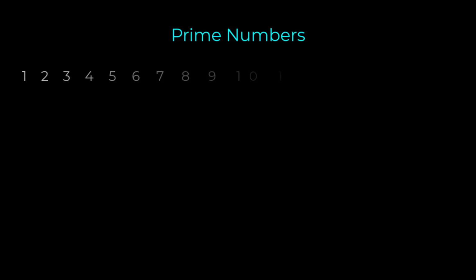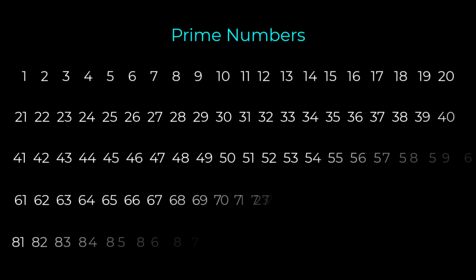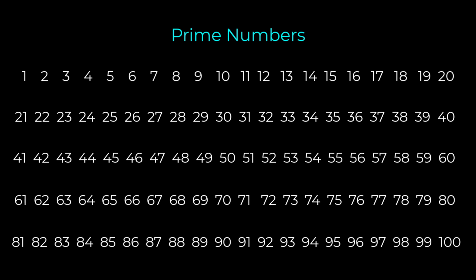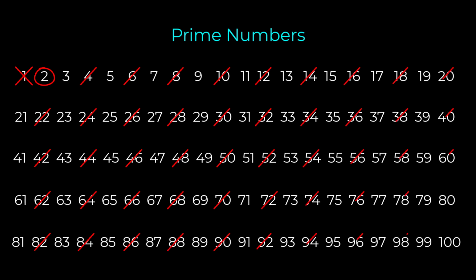First, let me write down the counting numbers up to 100. By convention, we don't consider 1 as a prime number, so I'm going to eliminate that number from consideration. So let's consider the next sequential number, which is 2. As I said a moment ago, 2 is a prime number since it has only 1 and itself as factors. I'll circle it to indicate that it is a prime number. Then let me put a red mark on all of the numbers which are multiples of 2. These numbers cannot be prime numbers because they have at least one factor besides the number 1 and themselves, specifically the number 2.